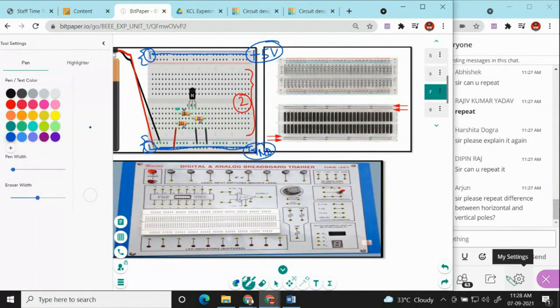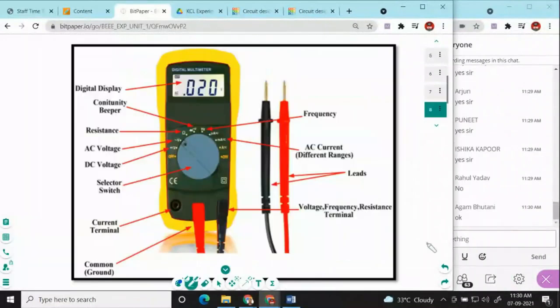Okay, so our target is to create a circuit for KCL. Okay, this particular multimeter shows different sections. This particular section is called a digital display, where you can see all the readings related to that particular calculation. You can see right here. This is a continuity beeper. The continuity beeper is used to check the wire connectivity.